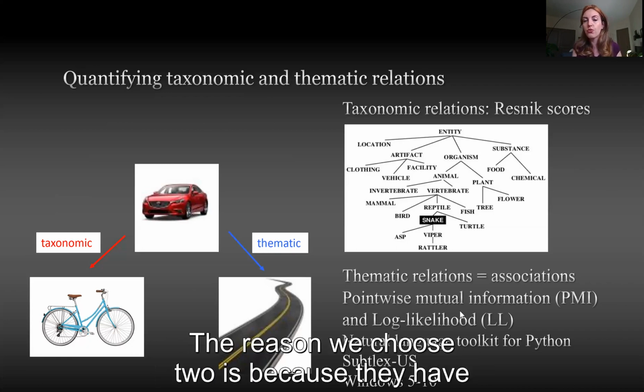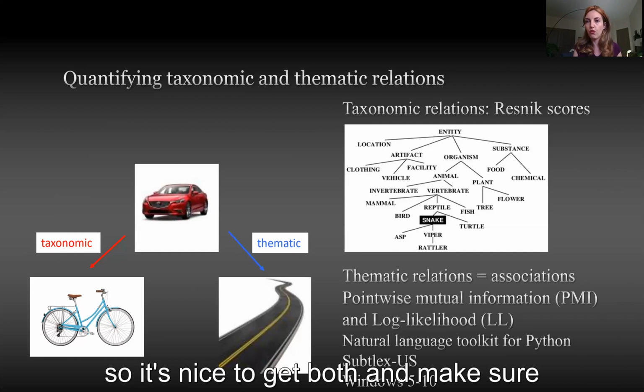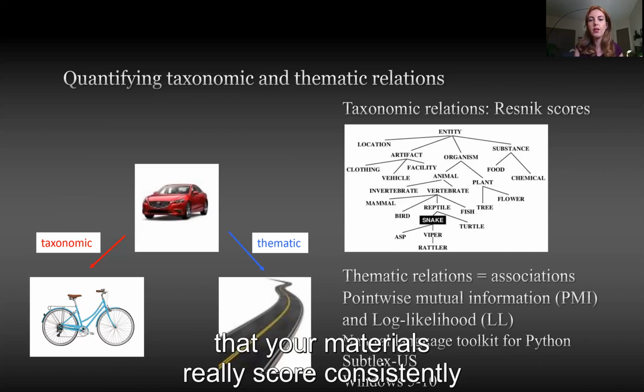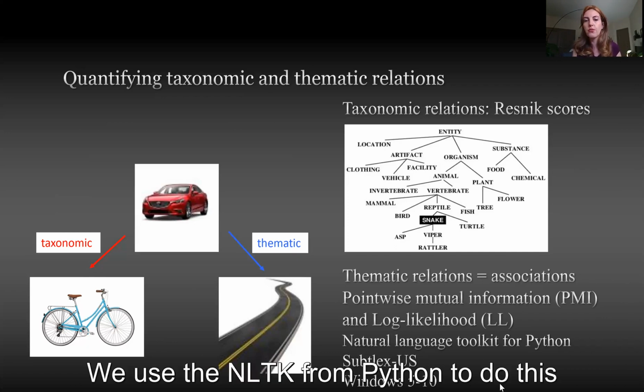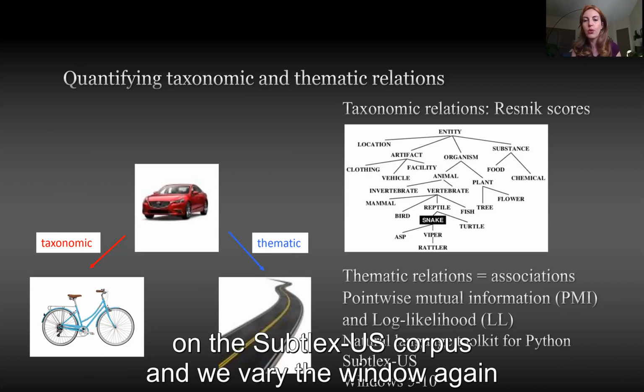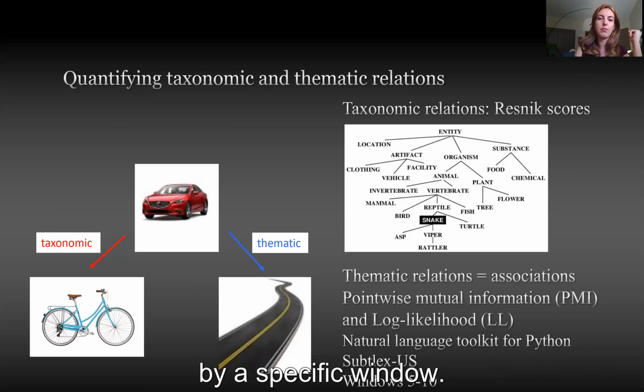The reason we choose 2 is because they have different biases towards low and high frequency words. So it's nice to get both and make sure that your materials really score consistently with different measures. We use the NLTK from Python to do this on the SubLex US corpus, and we vary the window again to make sure that our measures are not cherry-picked by a specific window.